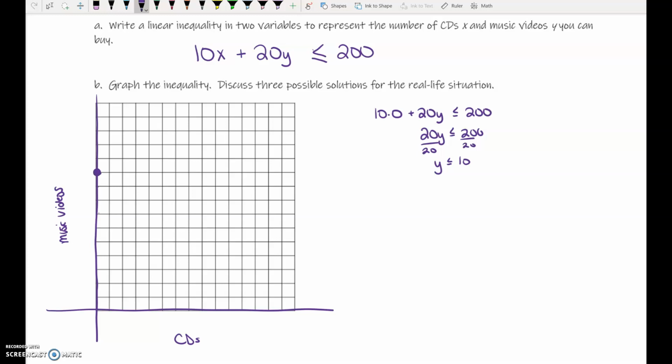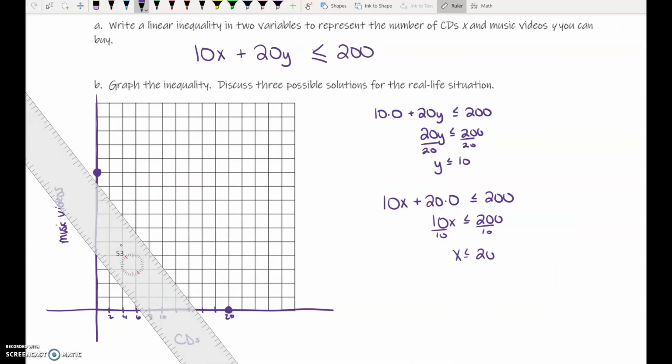We could buy 10 music videos and 0 CDs. Let's try this the other way. I want to know how many CDs I can buy if I buy 0 music videos. Divide by 10, we get 20. So, I don't think I can fit 20 here. I might have to count by 2s. So 2, 4, 6, 8, 10, 12, 14, 16, 18, 20.